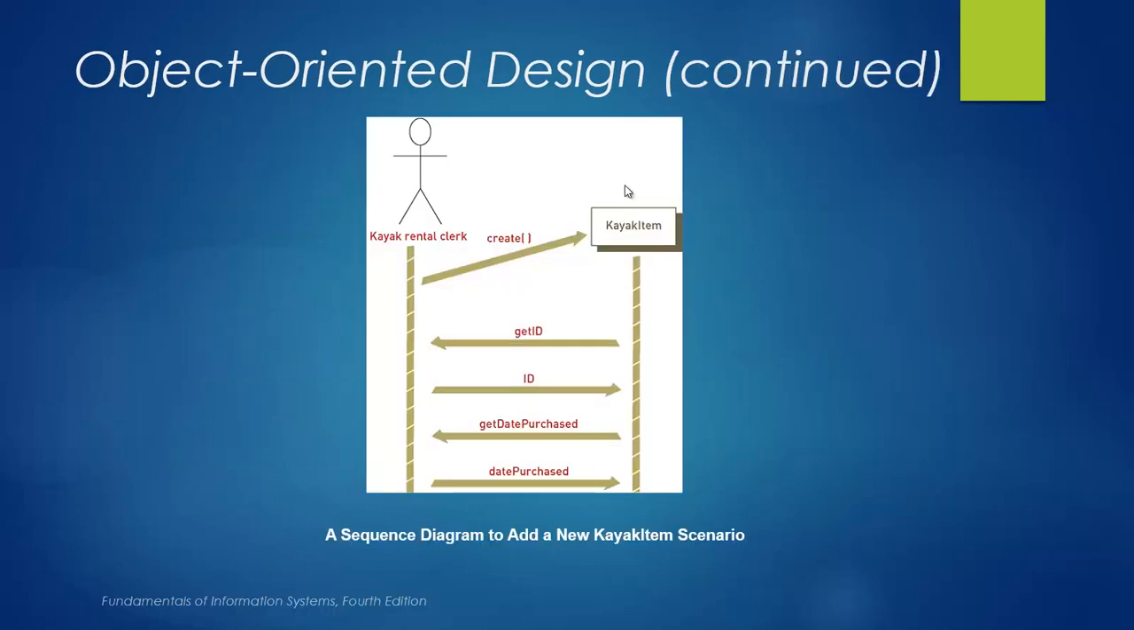The diagram in this slide shows the kayak rental system sequence activities. The sequence diagram will assist in making sure that every object interaction has been captured in the system design.